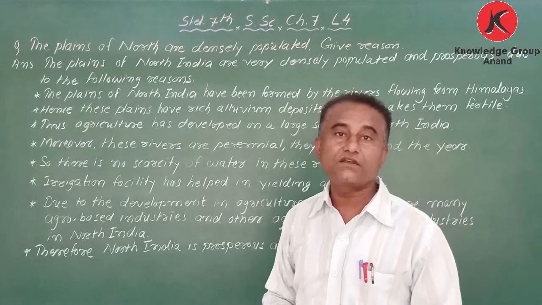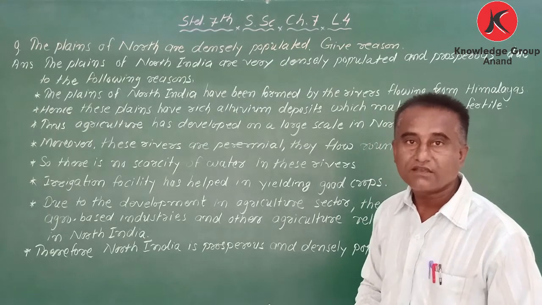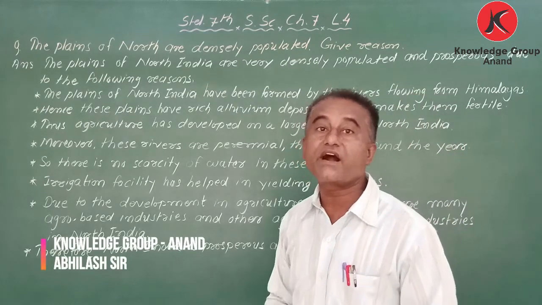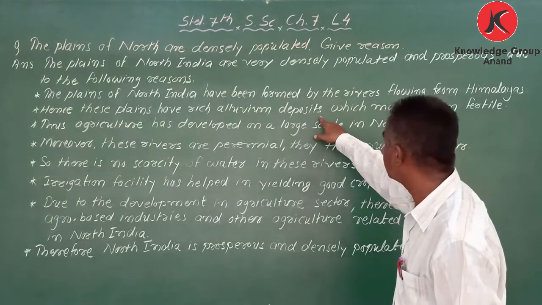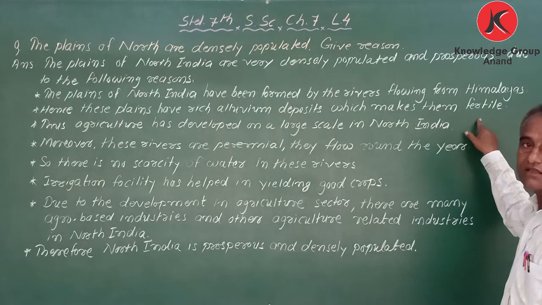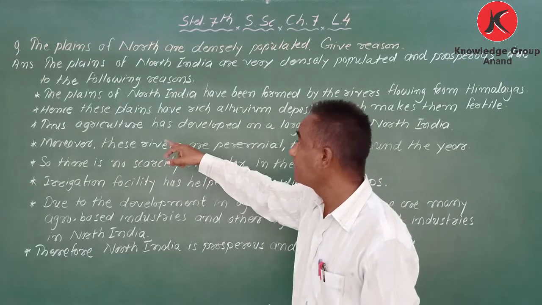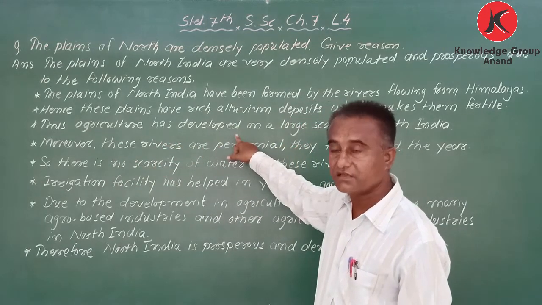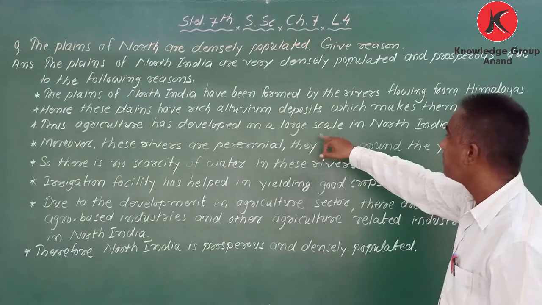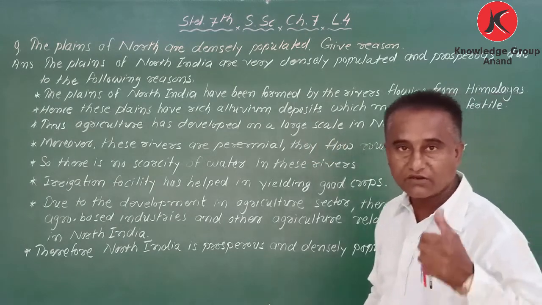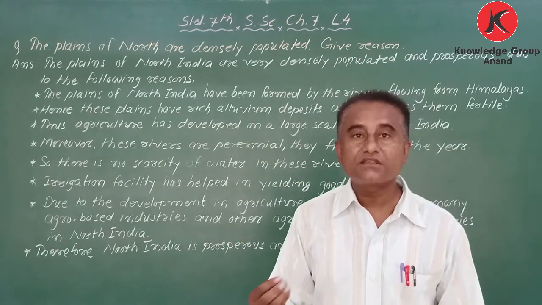In Gujarati we use the word kamp; in English we say alluvium. Hence these plains have rich alluvium deposits which make them fertile, and because of that the lands become fertile. Third point: thus agriculture, kheti, has developed on a large scale in North India. Got it? Why? Because the rivers start from the Himalayas, and because of the alluvium, the land becomes fertile.